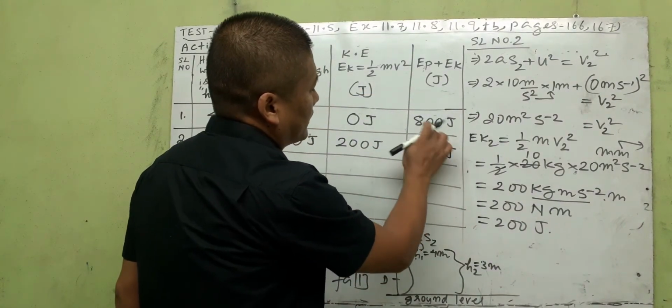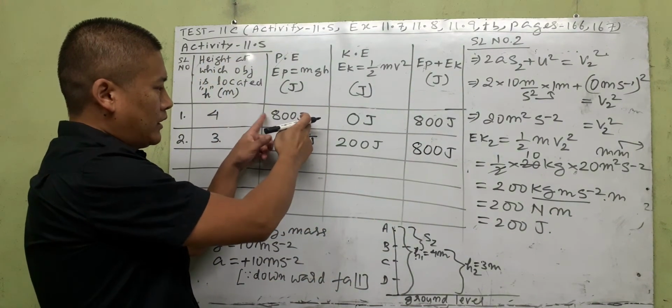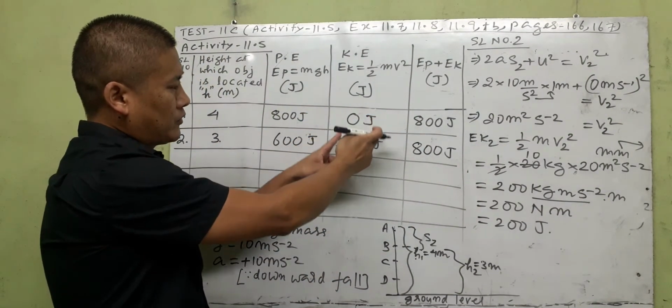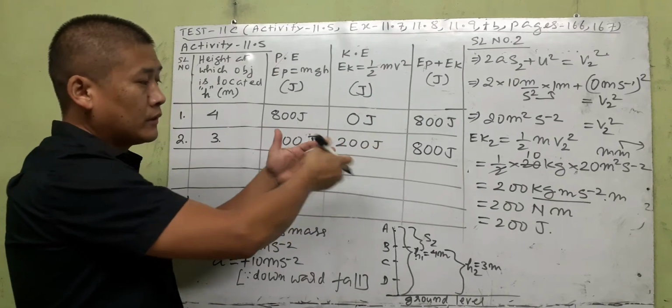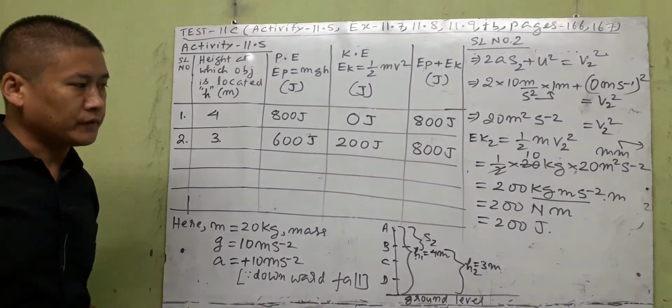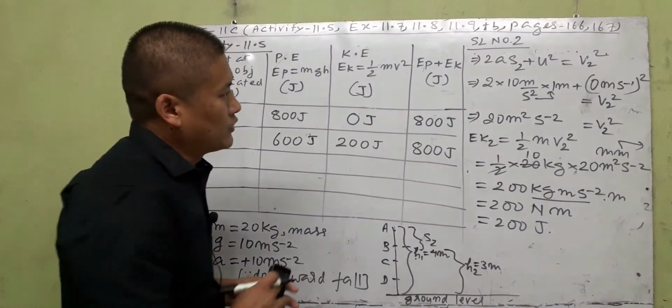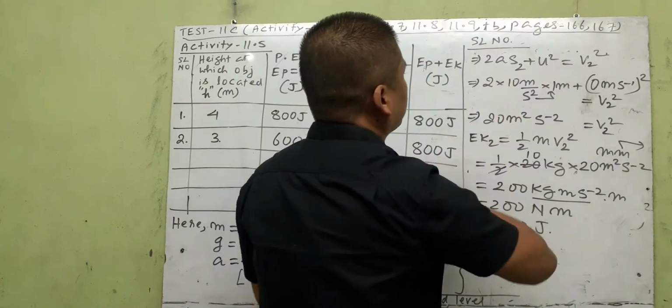We're trying to show also that this total is not going to change, even though potential is changing from 800 to 600 and kinetic from 0 suddenly jumping to 200. The total is still the same, meaning no energy is lost. So the law of conservation of energy is being proven right here, right? So finish serial number 2. Let us go to serial number 3.